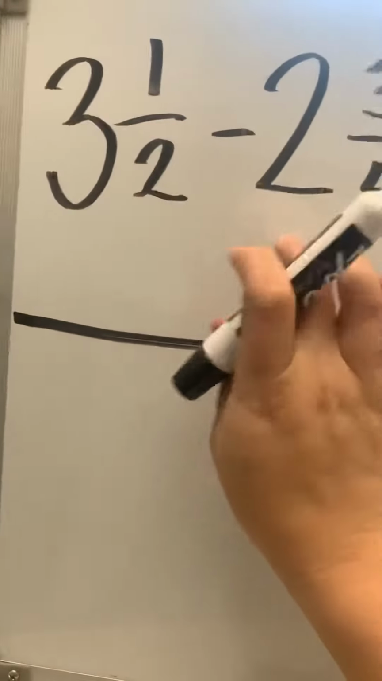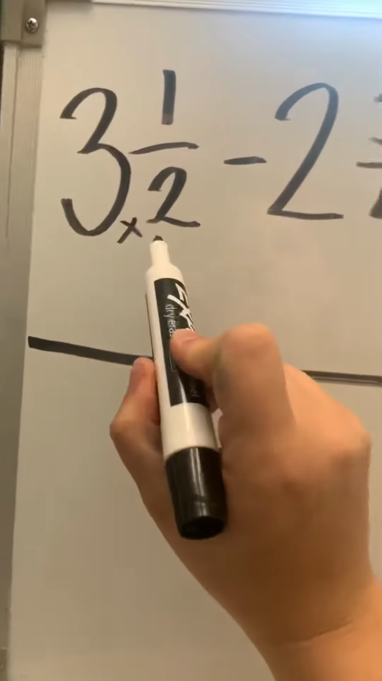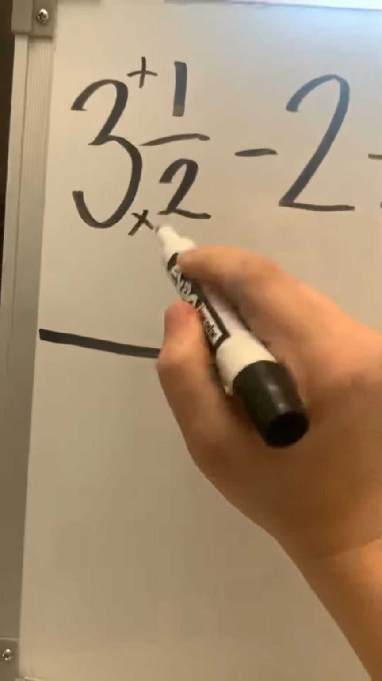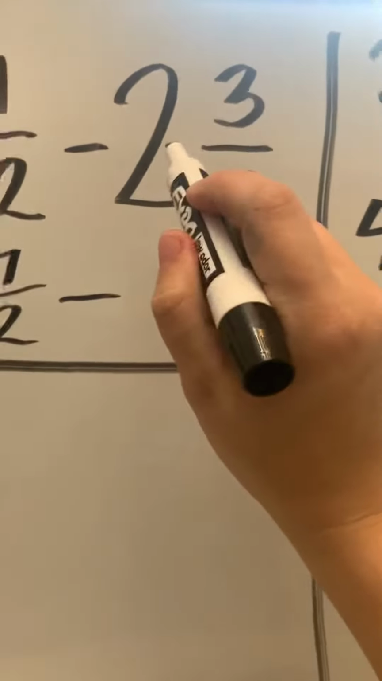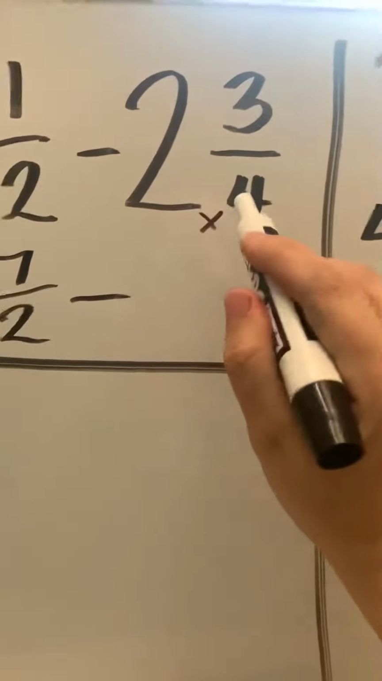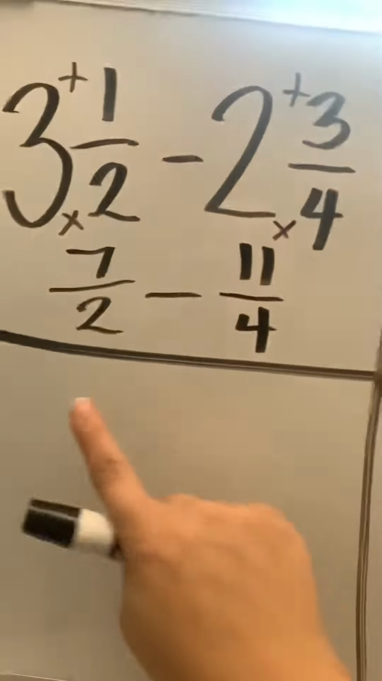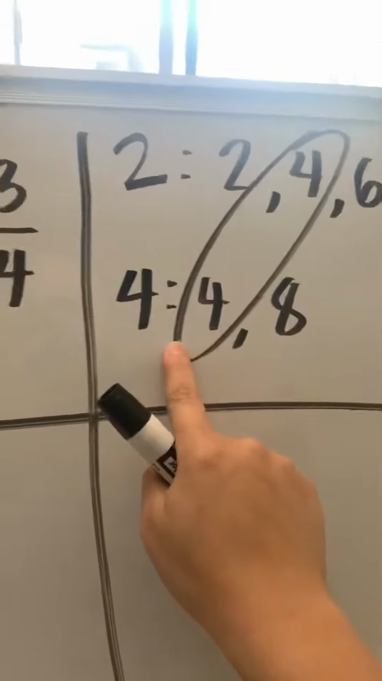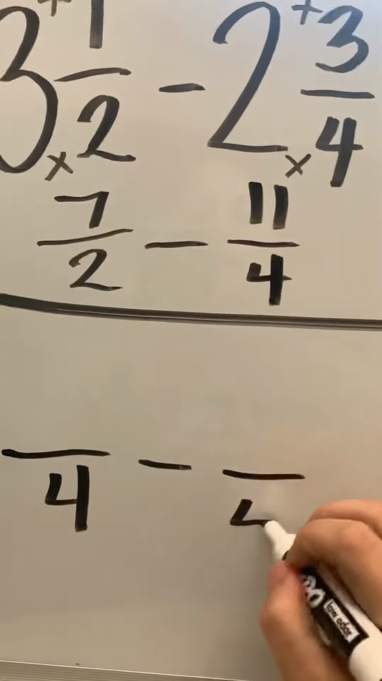But before I subtract these, I've got to turn them into improper fractions. So 2 times 3 is 6, plus 1, 7/2, minus, now I've got to turn 2 3/4 into improper. 4 times 2, 8, plus 3, 11/4. Now I use this common denominator that I just found. So blank fourths minus blank fourths.